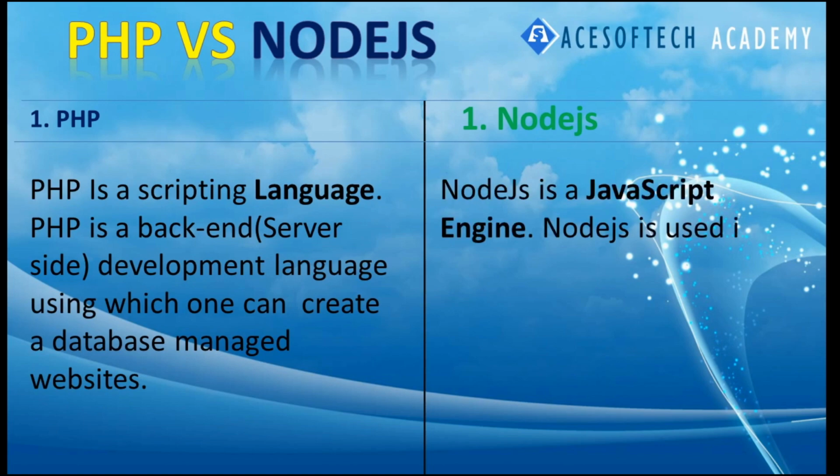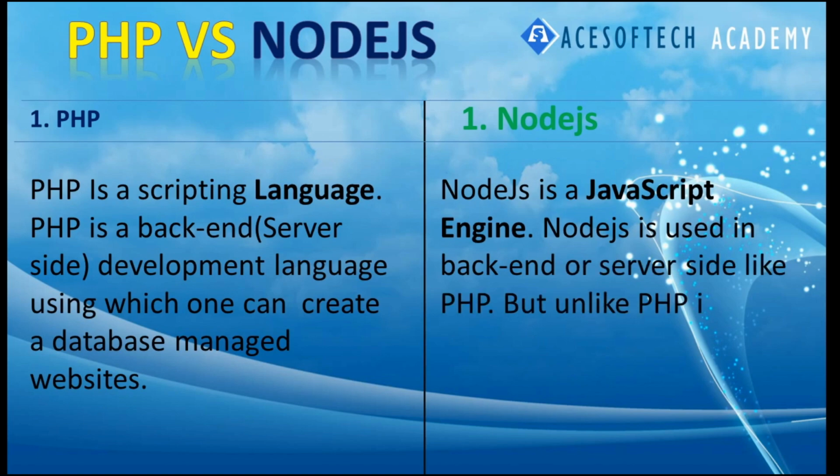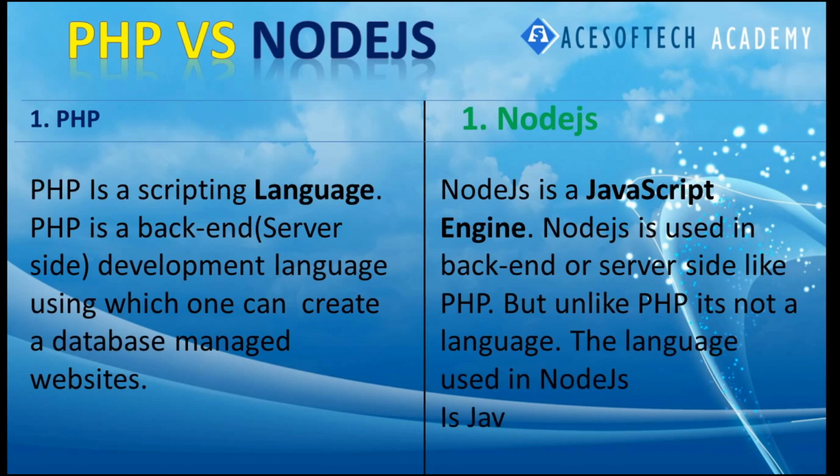Node.js is a server-side JavaScript engine. It's not a programming language. Node.js is used in the backend or server side like PHP, but unlike PHP, as I mentioned before, it is not a programming language. But the programming which is done for Node.js is JavaScript. So that is the first difference.